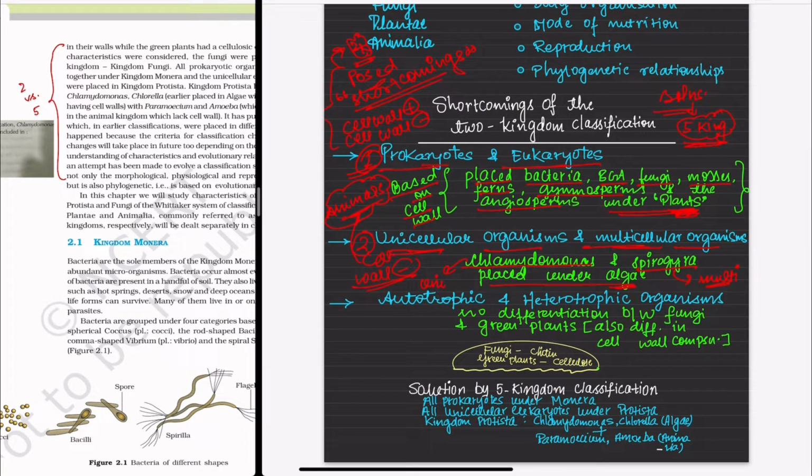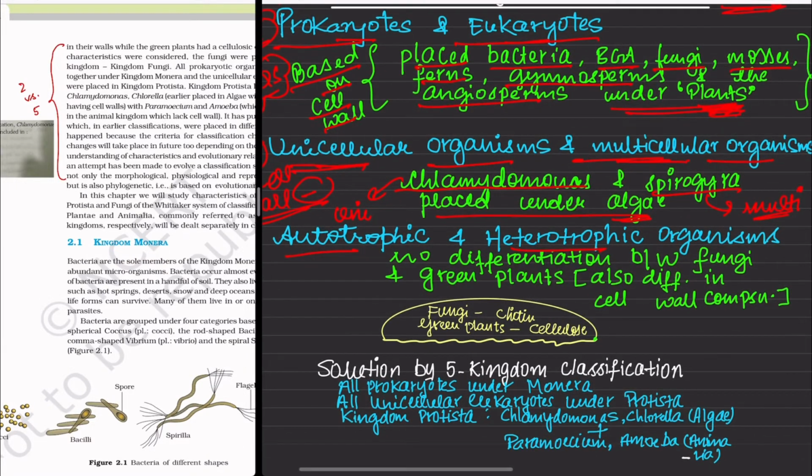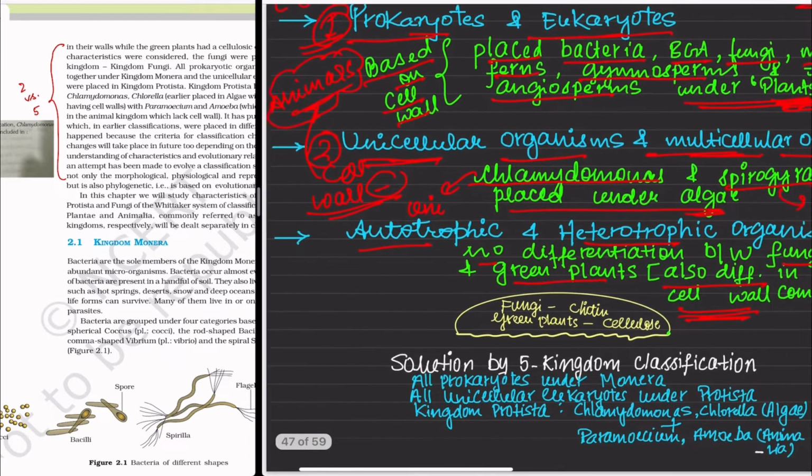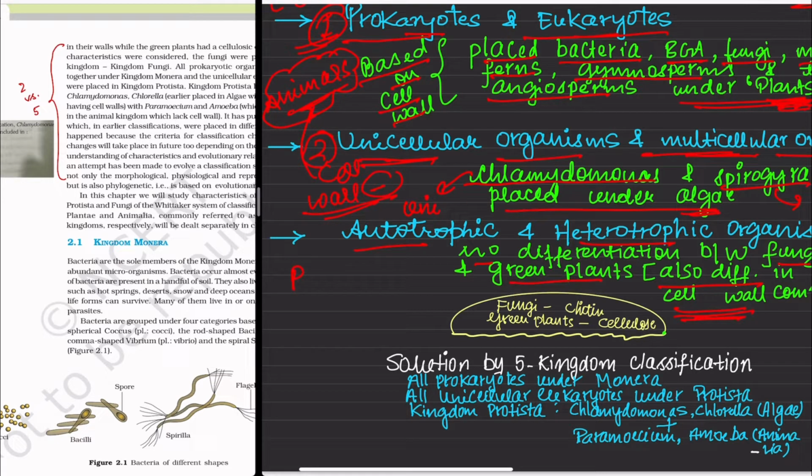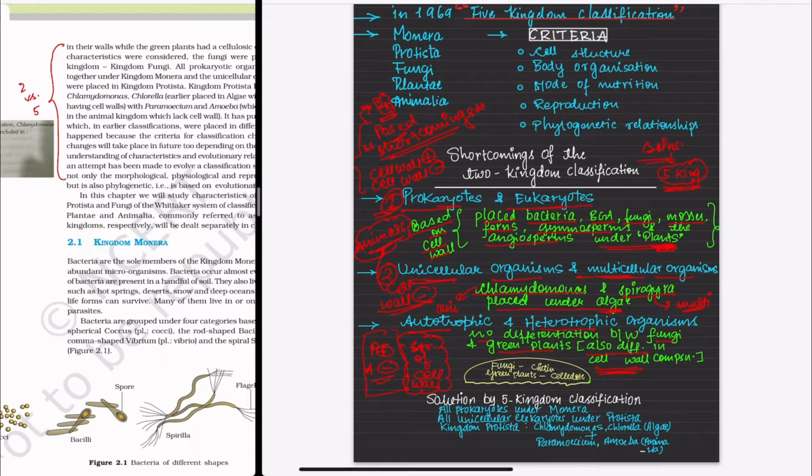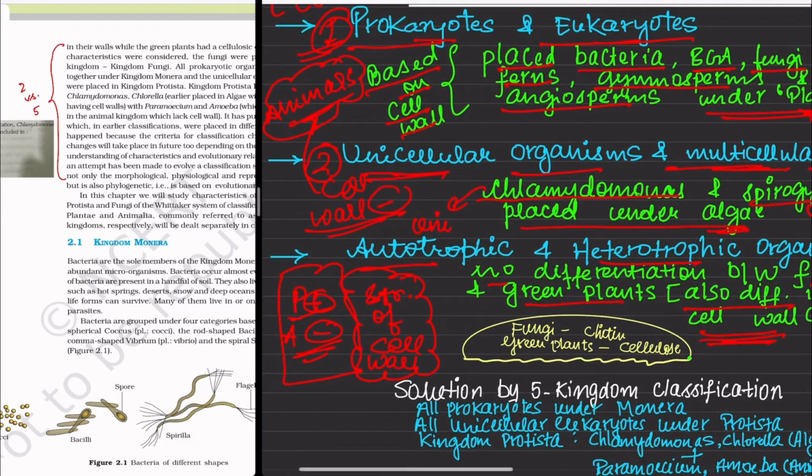He did not care about autotrophic and heterotrophic organisms. No differentiation between fungi and green plants. Fungi are heterotrophic and green plants are autotrophic. And also, if he considered cell wall, he only focused on the presence or absence. He did not even consider the structure of cell wall. He was such a conservative person, I think. He only considered as the all-invincible factor, presence or absence. If it is present, plants. If it is absent, animals. So he was quite a conservative person.